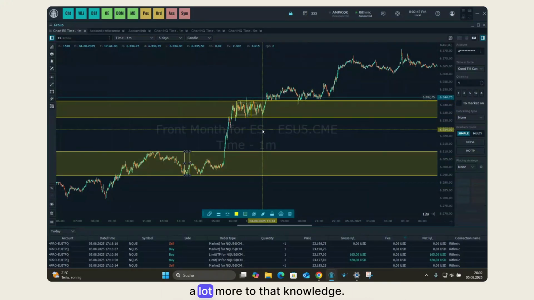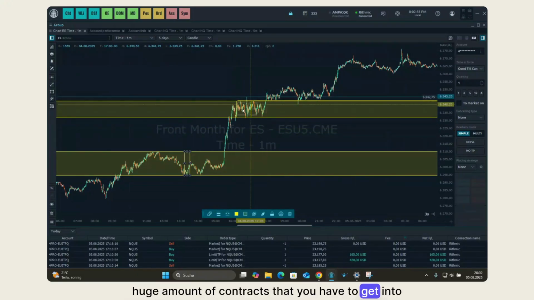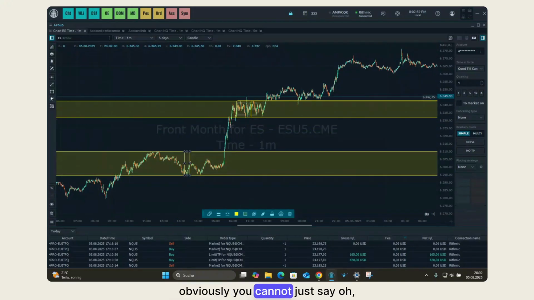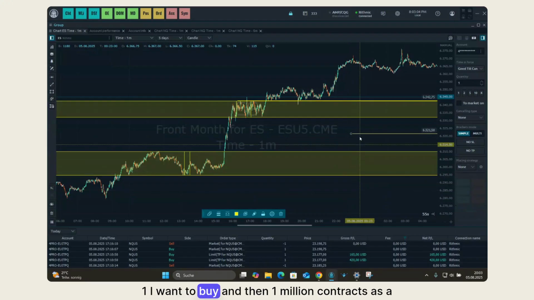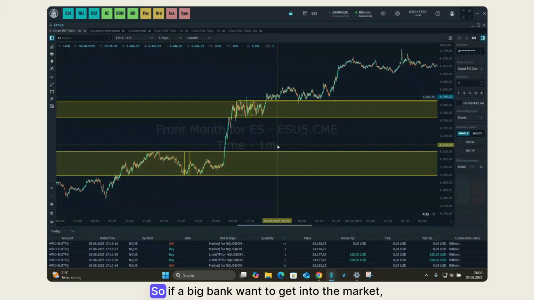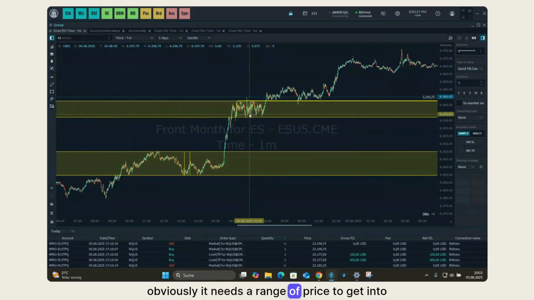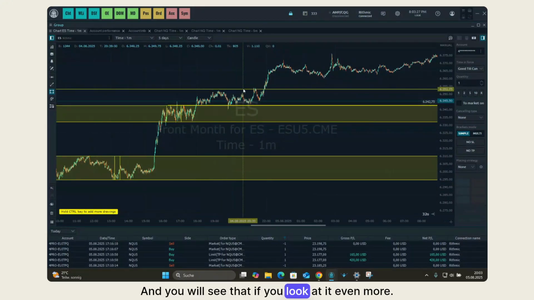Obviously there's a lot more to that knowledge, but basically the gist of it is, if you have a huge amount of contracts that you have to get into the market, obviously you cannot just say, oh, here at the price of 6321 I want to buy, and then 1 million contracts, as a stupid example, are bought right here and then the market does whatever it does. Obviously that's not happening for the big banks. So if a big bank wants to get into the market, it needs a range of price to get into that market, and you will see that if you look at it even more.